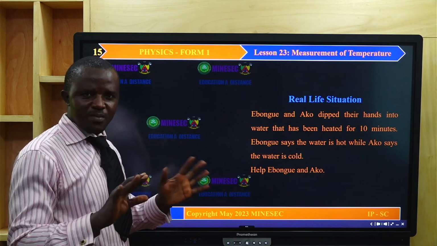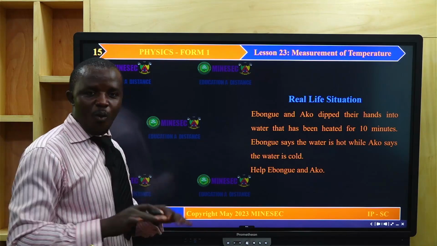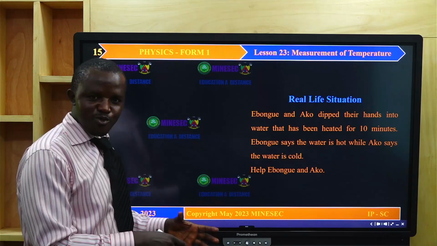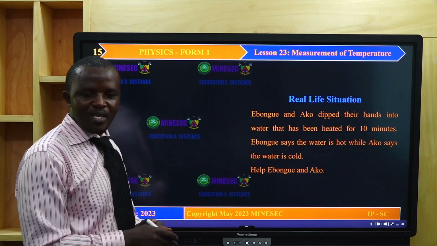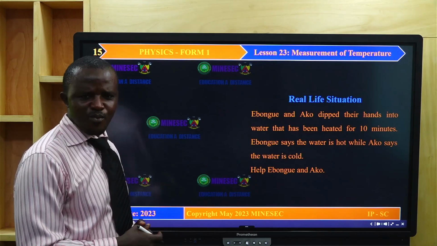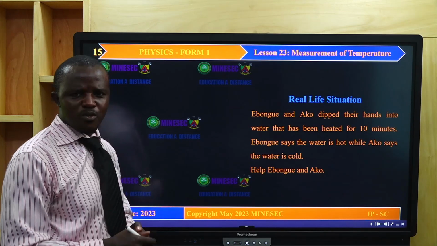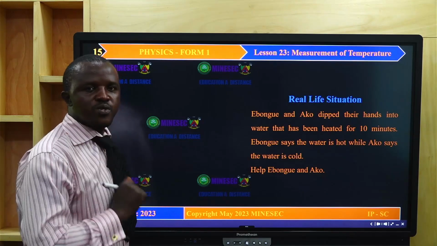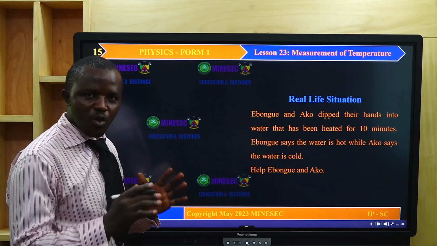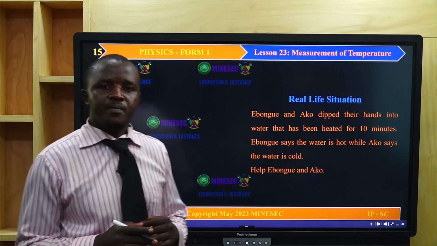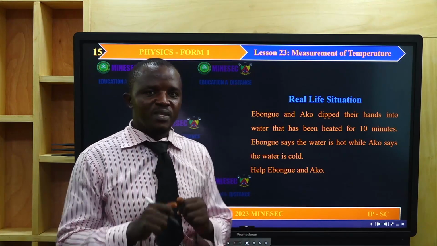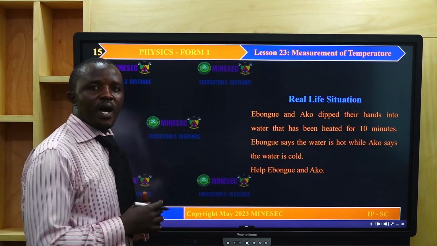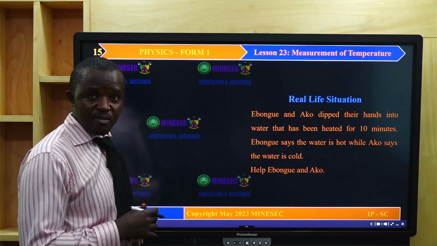Have you ever experienced a scenario like that, where one person can touch something that is supposed to be warmer or hot, and you touch it and don't feel so much need to worry about it, but someone says, no, it's burning? By the end of this lesson, we must have acquired enough knowledge to be able to provide an informed explanation or to help Akko and Ebonge to settle their differences.